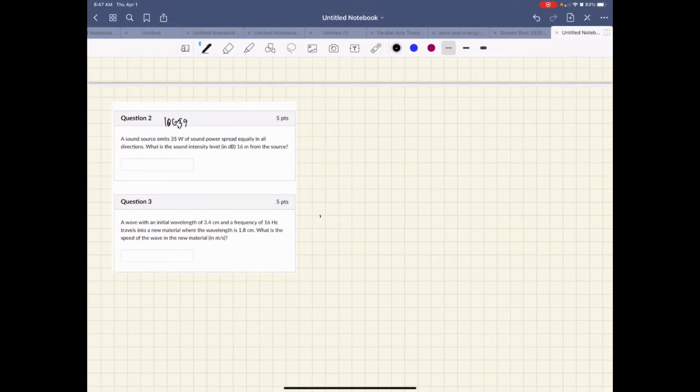Here, oops, I have to erase that. Question number 2. A sound source emits 35 watts of sound power spread equally in all directions. What is the sound intensity in decibels 16 meters from the source? All right, this one took a little bit of research because it has been forever since I've had to deal with sound. We don't really do that at the high school level too much. Anyways, here's what I learned.